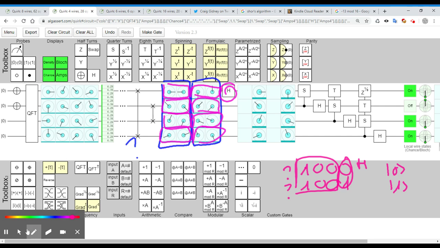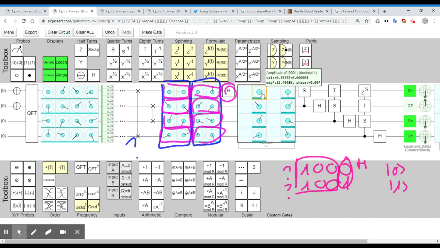Like here, for example, the 0 component has 0 phase, and that component has 180 degrees, so this means it's a minus. So this means that it will fold. That makes no sense. 0000, and that 0001 has a minus. That's clearly a minus.